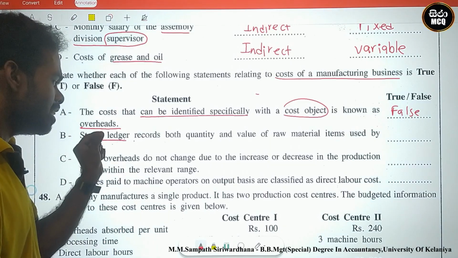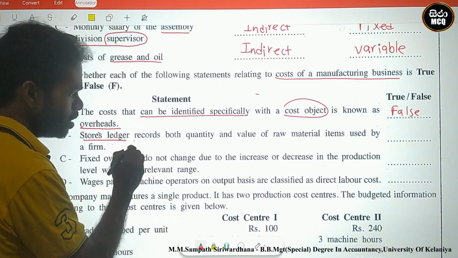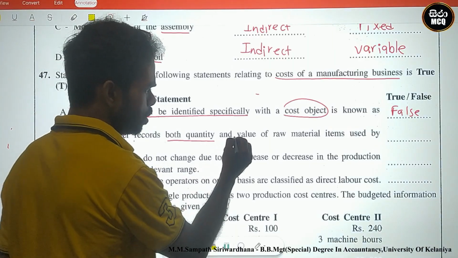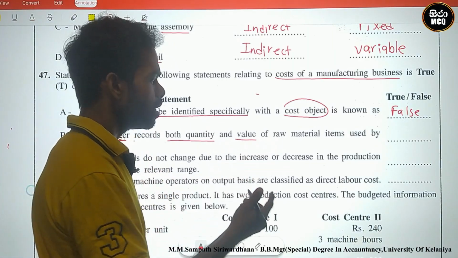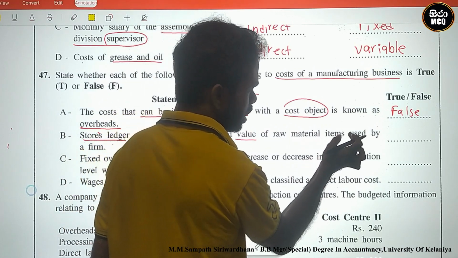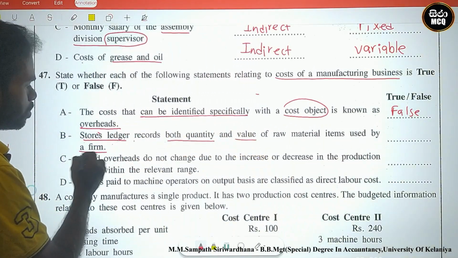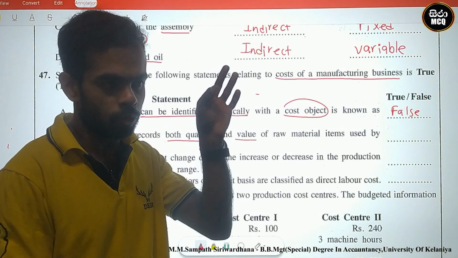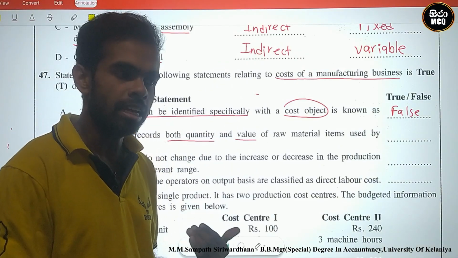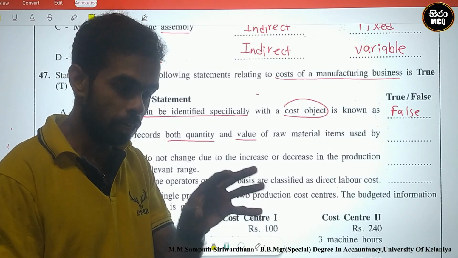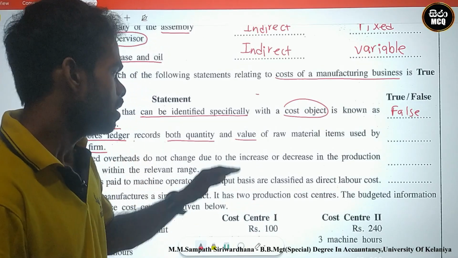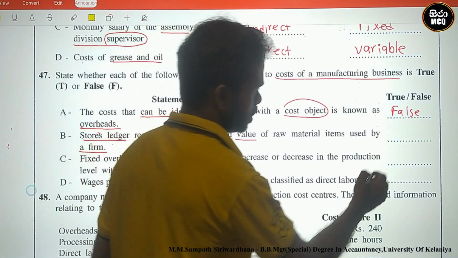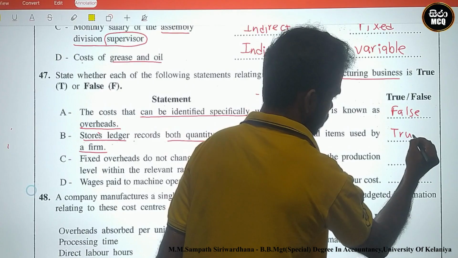Let's see. Store ledger means you prepare the store ledger using the FIFO method and WAC method. The store ledger records both quantity, the number of units, and value. There is a value column for the raw material items used by the firm. This is correct. Why? In the store ledger, the number of units is recorded and the value of those units is identified. Therefore, this is true. This is the easy one.